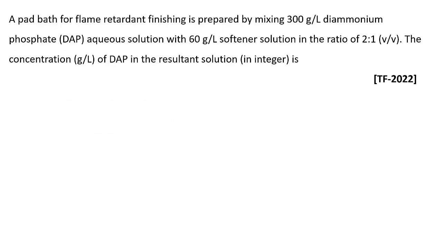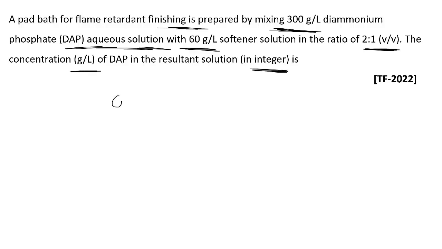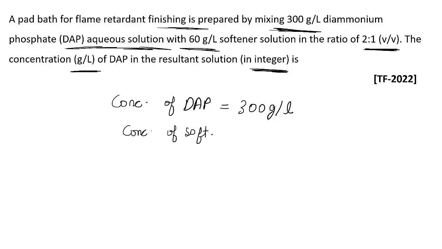A pad bath for flame retardant finishing is prepared by mixing 300 gram per liter diammonium phosphate aqueous solution with 60 gram per liter softener solution in the ratio of 2:1 volume by volume. The concentration in gram per liter of the DAP in the resultant solution, in integer, is. So it is given that concentration of DAP is 300 gram per liter and concentration of softener is 60 gram per liter.